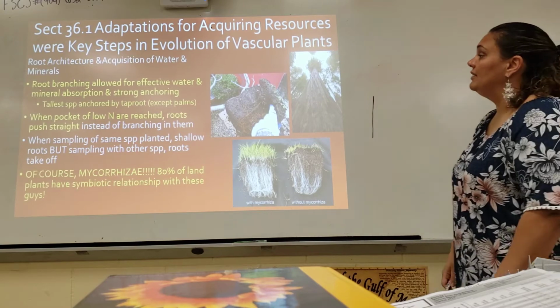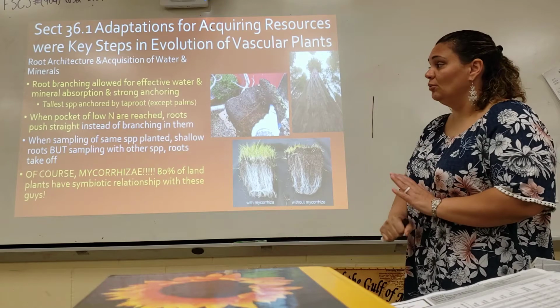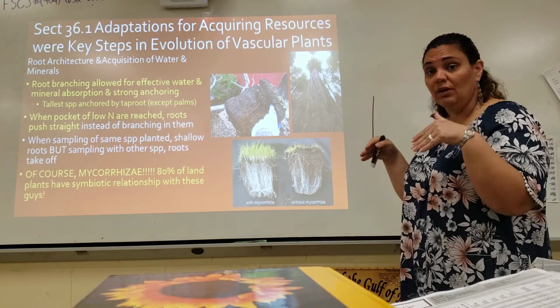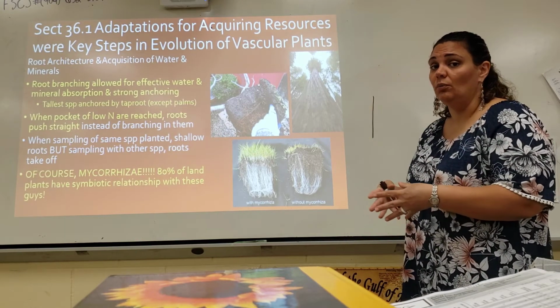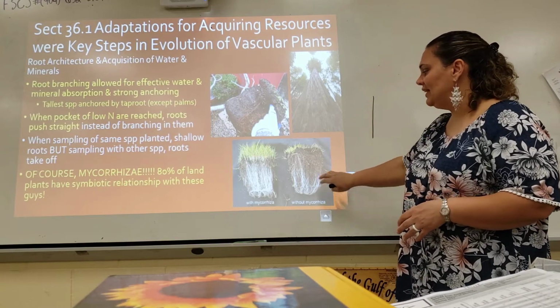Tallest species anchored by taproots, except palms, as we just mentioned. When the pockets of low nitrogen are reached, the roots will push straight forward because nitrogen really is the one nutrient that will help plants grow better the most. Then of course you've got your mycorrhizae.